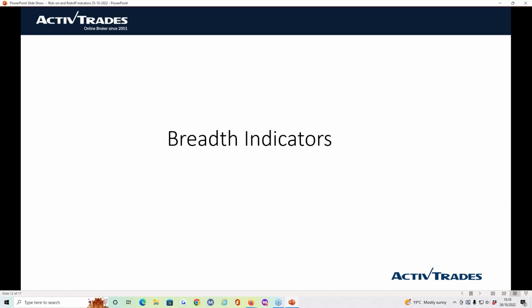Okay, well, what about breadth indicators? What can they tell us? Market breadth is a very interesting concept, and it's one that perhaps is seen as being old-fashioned, but what we're really trying to measure when we talk about breadth is participation. How much or what percentage of a market is involved in a particular move?